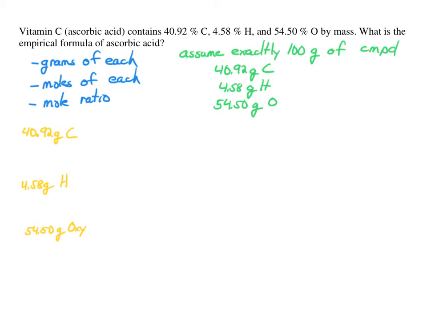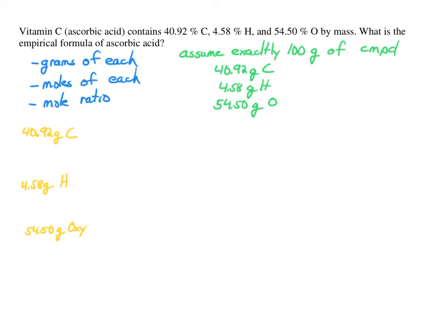All right, so empirical formula. Protocol is grams of each, mole ratio. We're given a percent composition. If we assume that we have exactly 100 grams of the compound, these percentages are converted to grams.